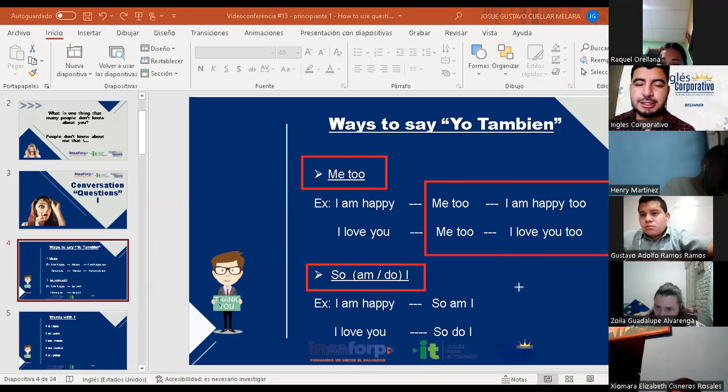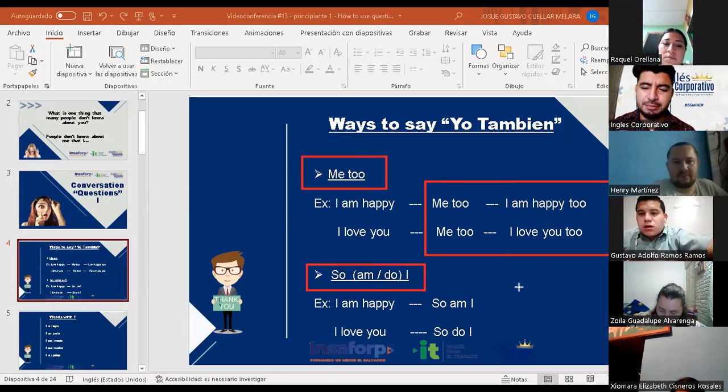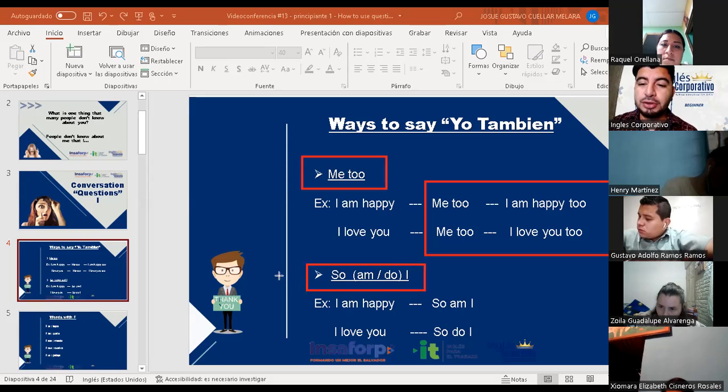Esta manera, this is like a more formal way. Es como una manera más formal. And also, it is like polite. Es como más amable. También no es tan informal. Cuando dicen I am happy, bueno, vamos a utilizar aquí so, el verbo o un auxiliar y la palabra I. Por ejemplo, en este caso estamos utilizando el verbo to be. I am happy, so am I.